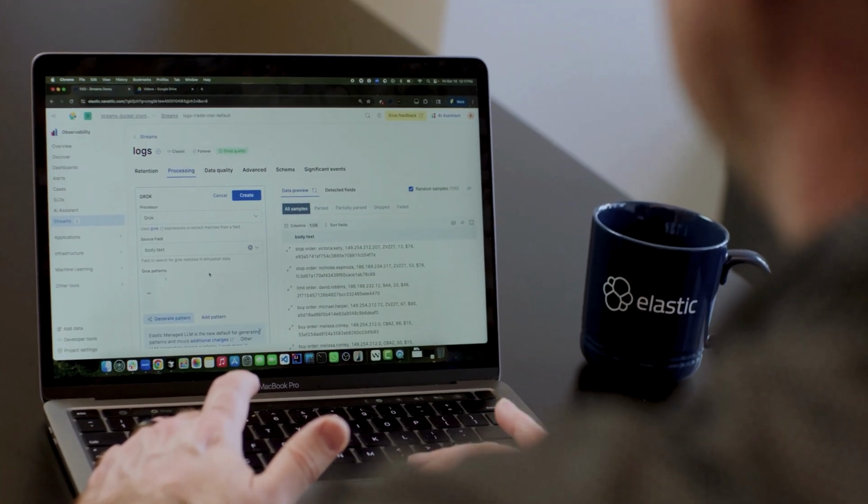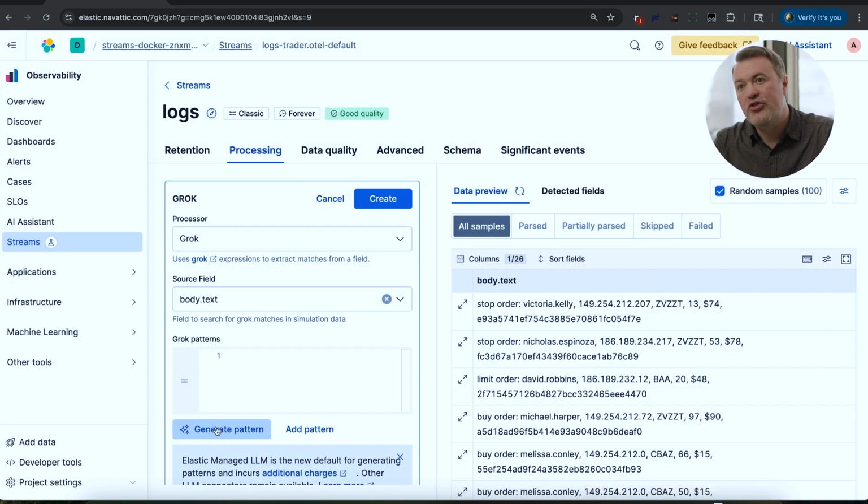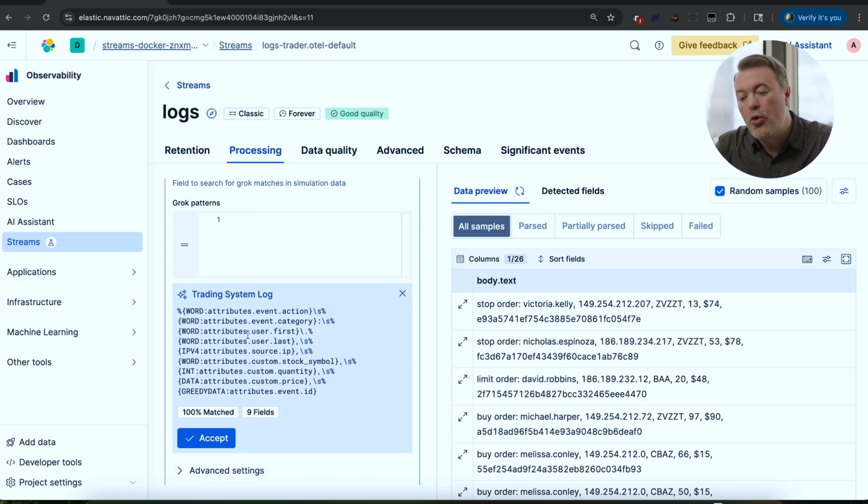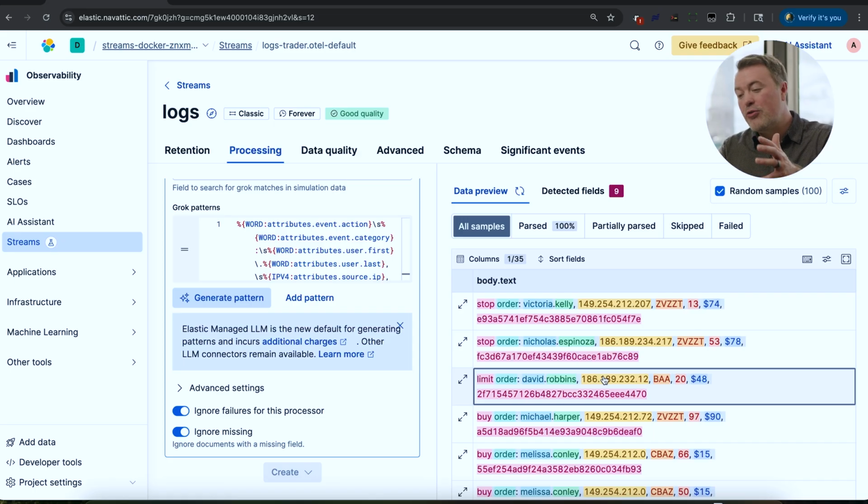We're going to create a processor and we're going to have AI generate a pattern for us. Now you can see here that not only has it understood the patterns in these log files, it's also found contextual information, knows that this is a stock symbol or a quantity. And if we accept that, you can see very quickly the structure on the screen here. Now, analytics is easy. We can very quickly see, for example, the most popular stock traded over the current time frame. So now we've organized our logs and we've got meaning from our logs.